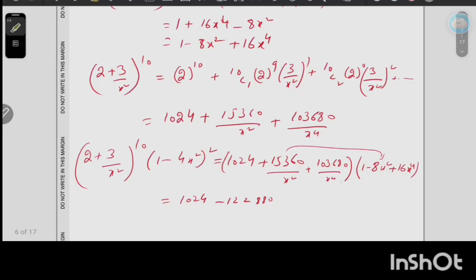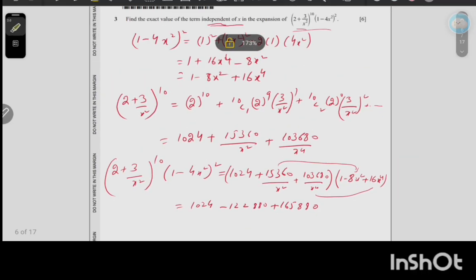2880. Similarly, x power 4 and x power 4 cancel with each other, so here 165880. If we add and subtract, we get the answer by using the calculator: 1537024. Okay dear friend, this is our required answer.